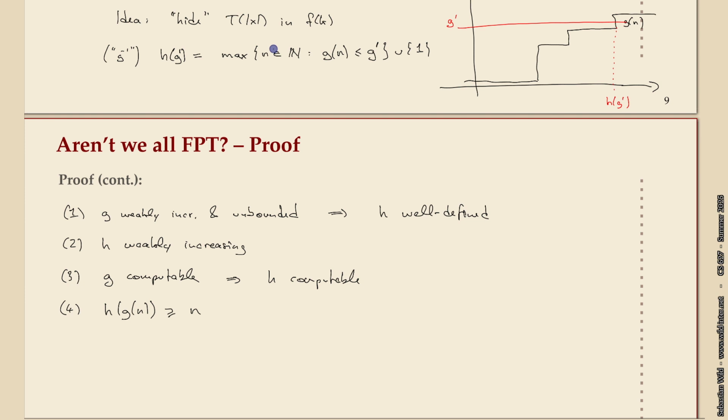So let me write n prime here so that we don't confuse it. If you insert g of n for g prime, then you're trying to find the largest n prime so that g of n prime is at least g of n. This is at most g of n. Certainly if you put n prime to n, that always works. Maybe because g is constant for a while, you can put in larger values than n for n prime. That's fine, but it won't be smaller. Okay.